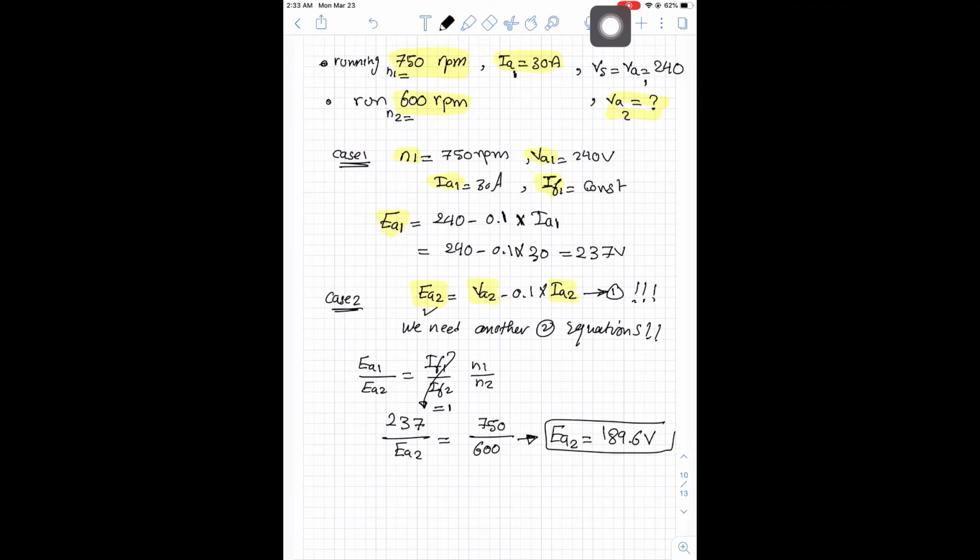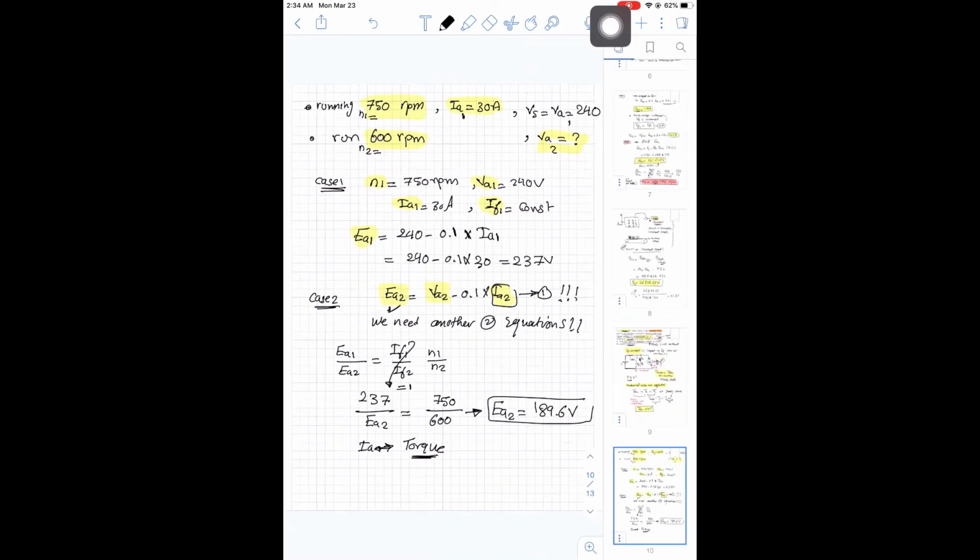So now we have E armature 2. To get V armature 2, we need I armature 2. So the question is how we are going to get I armature 2? We mentioned that if you need to calculate current, think about torque, and if we need to calculate torque, think about current. So to calculate I armature 2, we need to write down an equation for torque.